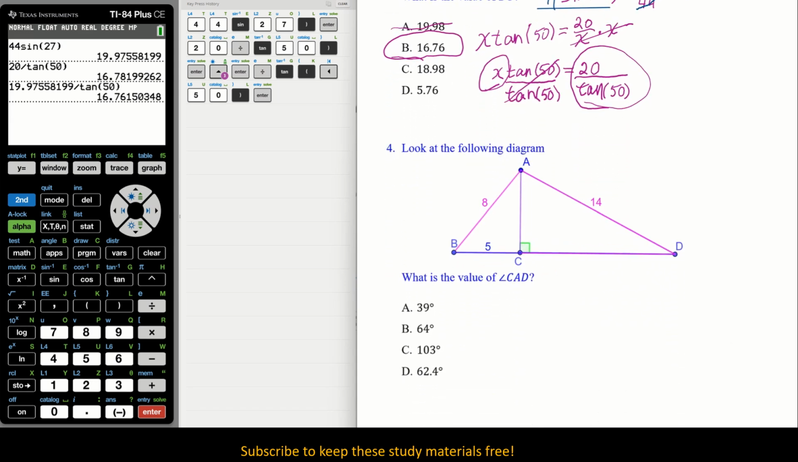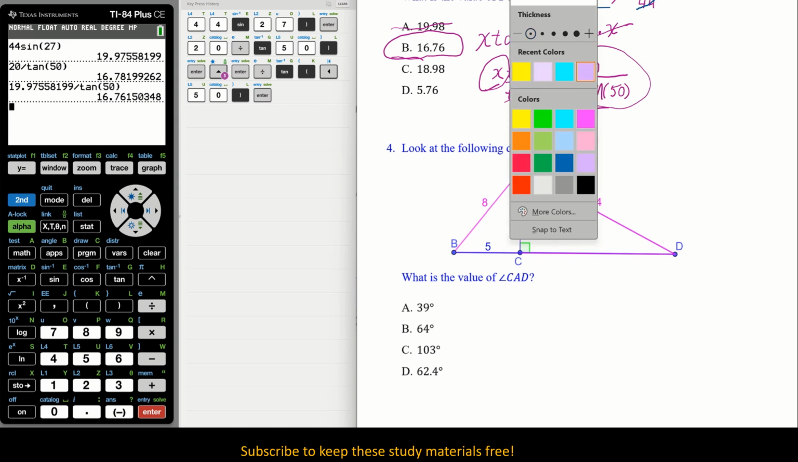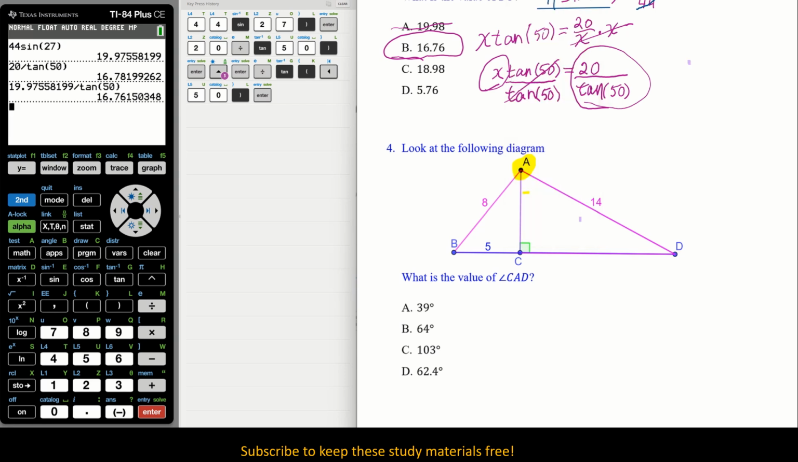All right. Look at the following diagram. What is the value of CAD? All right. Let's make sure we know which angle we're talking about right here. Let's do a better color for, okay, right, this angle right here, this guy. Okay, so let's see what we have. What can we do? What is that angle? Okay, so we have the 90.